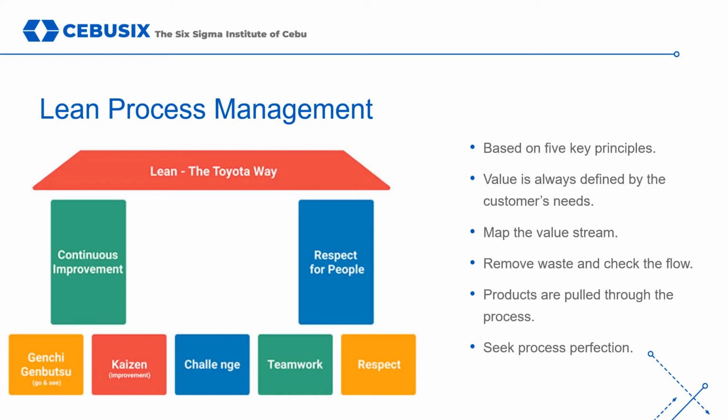Firstly, the value is always defined by the customer's need and not by the organization. In order to identify these needs, we have to map the value stream. This mapping allows us to identify any waste in the process so it can be removed. It also helps us to identify bottlenecks so that we can create a continuous flow through the process as the products are pulled through it.